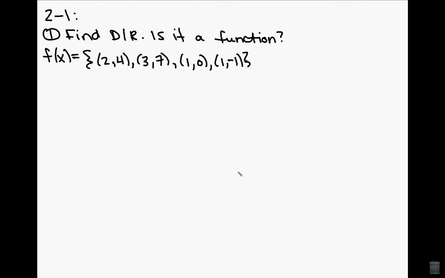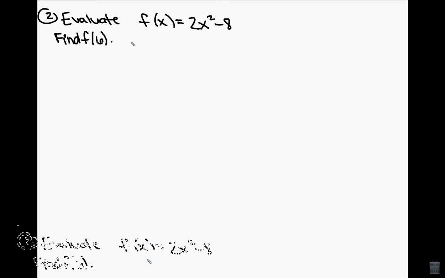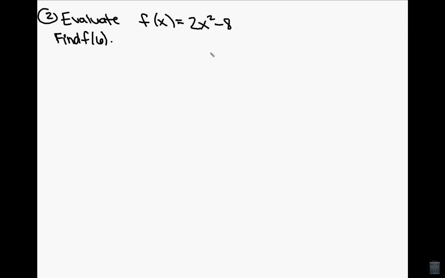Number 2. Evaluate f of x equals 2x squared minus 8. This says f of x because multiplication means of. They want us to find f of 6. If you look at this problem, instead of an x, they have a 6. So instead of an x, you're going to put a 6. So the fancy term for that is called substitution. So we rewrite the problem, 2x squared minus 8. Instead of x, you put 6.